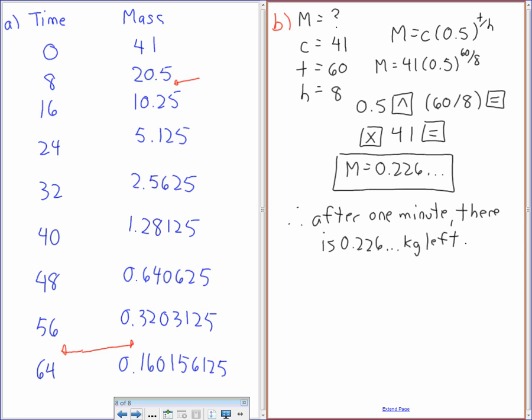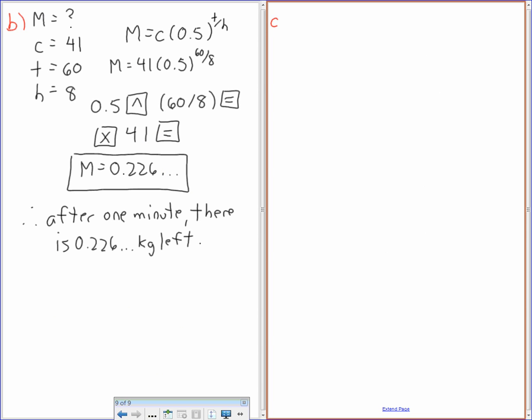As far as letter C goes, let's finish this one up and then we'll go on to today's lesson, which is a nice lesson. I'm going to write again here: M equals, C equals, T equals, H equals. Luke, in a nice clear voice, can you give me the equation in English, please? C times 0.5 to the power of T over 8. Great. All right. M equals C times 0.5 to the power of T over H.